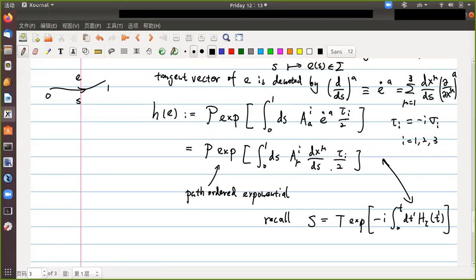Here you can view this A as just your Hamiltonian in the interacting picture, the time-dependent Hamiltonian. This time-ordered exponential is here the path-ordered exponential, because here the parameter S is the parameter of the curve, whereas there the time is the parameter.